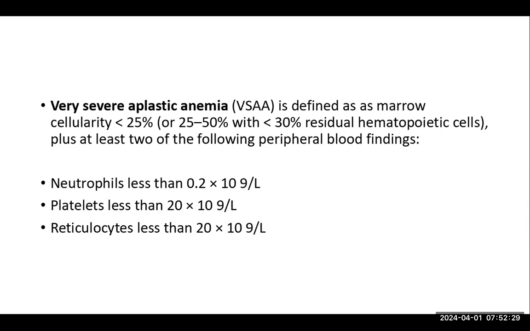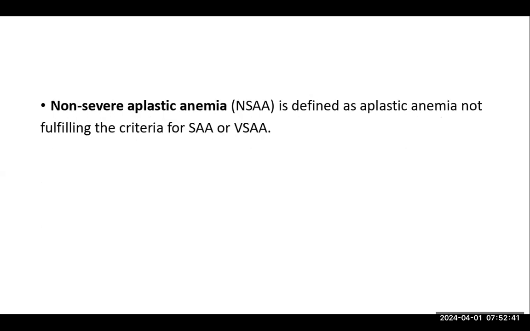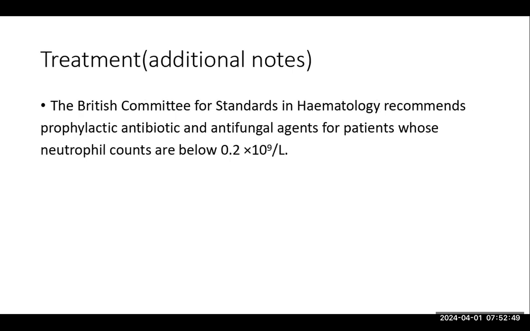And then very severe aplastic anemia: the marrow cellularity is less than 25%, and the neutrophils less than 0.2, platelets less than 20, reticulocytes less than 20. So we're not given a reticulocyte count in this patient. Non-severe is defined as aplastic anemia that does not fulfill the criteria for severe or very severe.